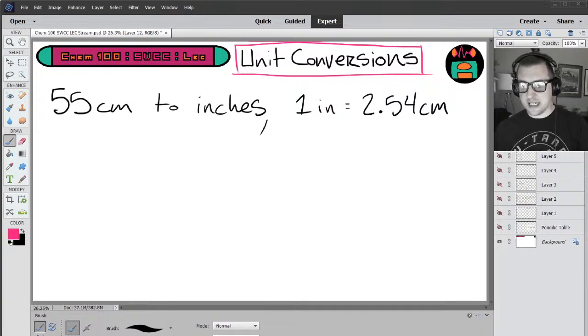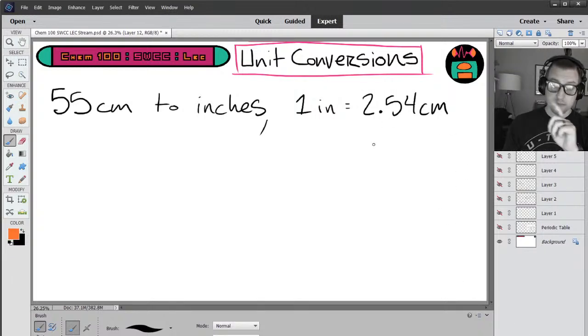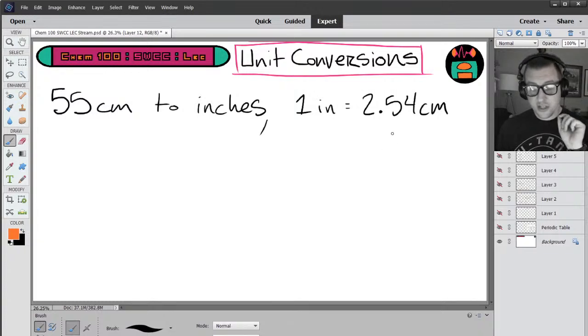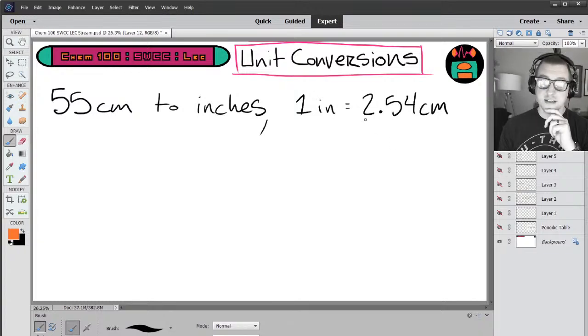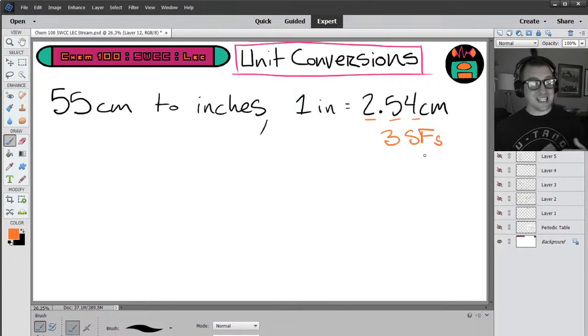In this case, because inches is English and centimeters is metric, this unit conversion is not exact. This unit conversion has 3 sig figs in it. So it has the potential to limit our answer. Now let's go ahead and calculate this. Yeah, Ariana, you are so welcome.